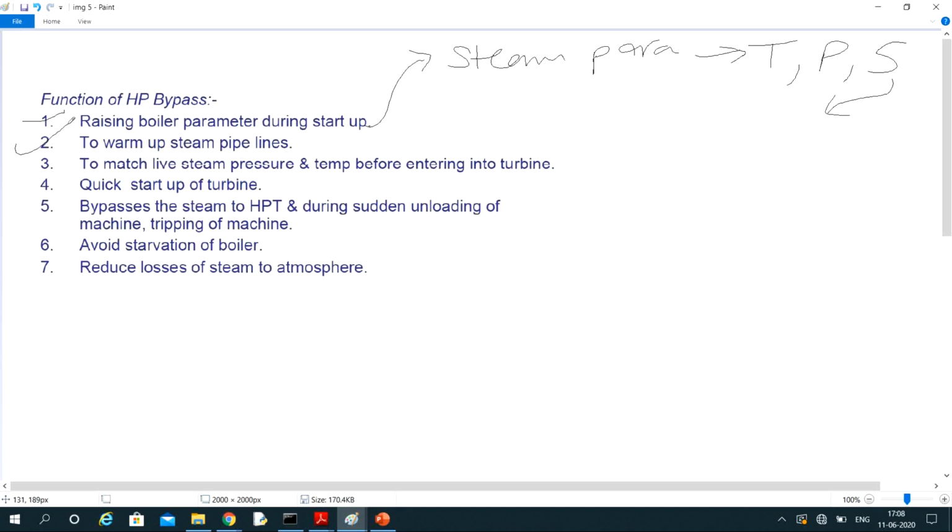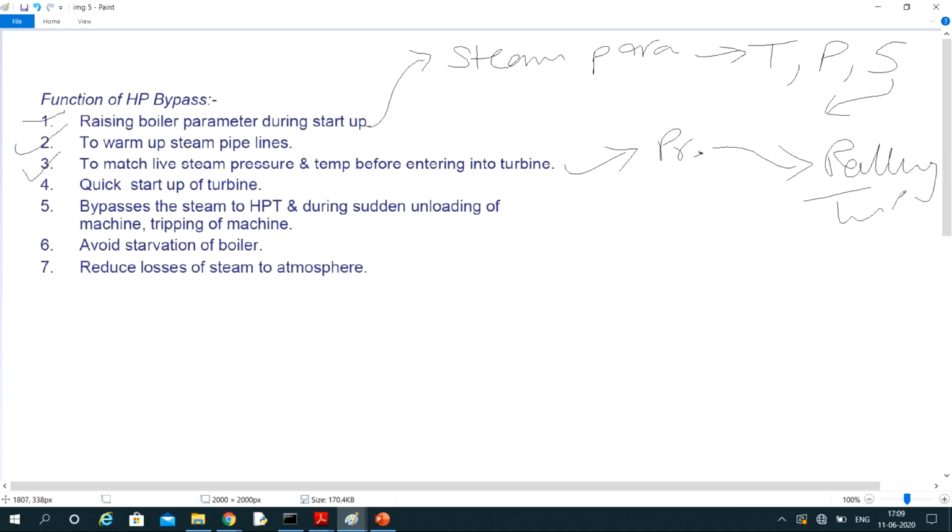The third one is to match live steam pressure and temperature before entering the turbine. It is similar to matching the pressure that we require for rolling a turbine. While the boiler is lighted up, the pressure is increasing in the boiler, and we keep on dumping the steam to the condenser until a set pressure is attained, at which we will start rolling our turbine.